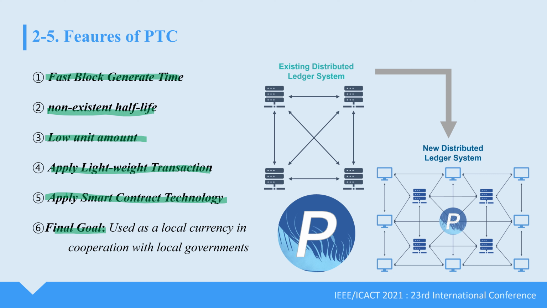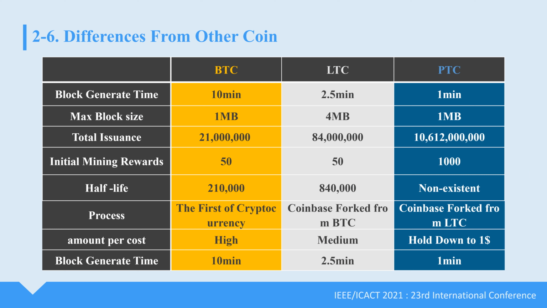The following figure shows an existing blockchain system and a new blockchain system based on LWTX. The difference in the new system is that the client was realized by applying the LWTX concept. This is a heavyweight client, and this is a lightweight client. The last part of section 2 is the comparison between PTC and other coins.